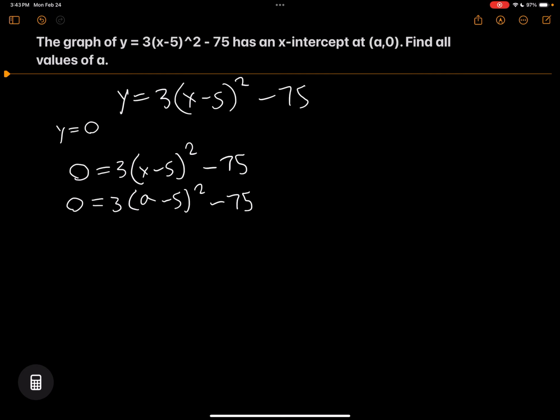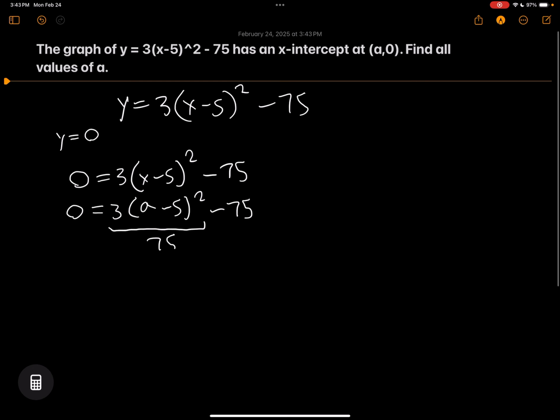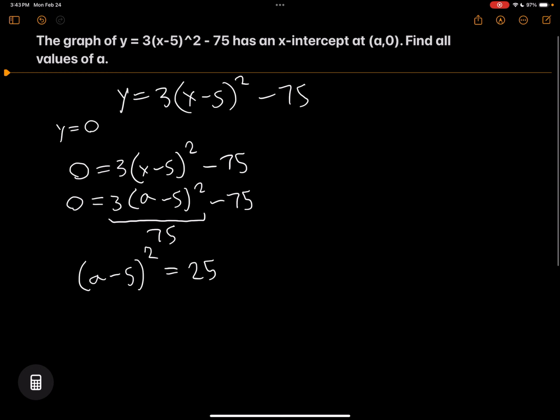So we've got this minus 75 here. That's telling us that this product, 3 times (a minus 5) squared, has got to be equal to 75, because 75 minus 75 is 0. So we need to find a value of a that makes 3 times (a minus 5) squared equal to 75. Put another way, we could also say (a minus 5) squared is equal to 25, to make it even simpler, because 25 times 3 is 75. This is a really simple equation to solve. All we have to do is think about the solutions here.